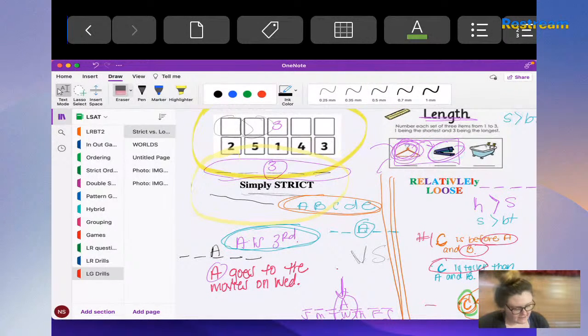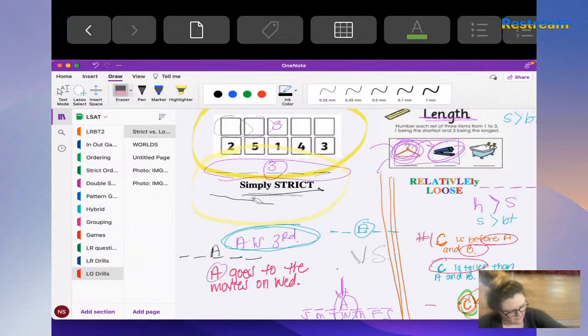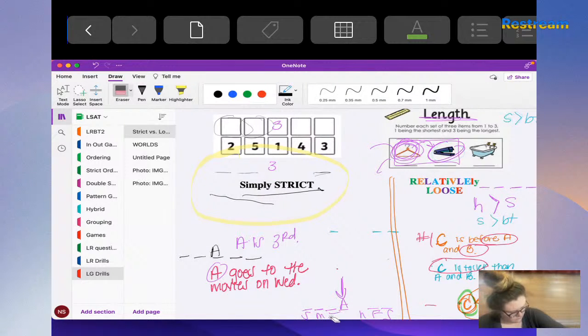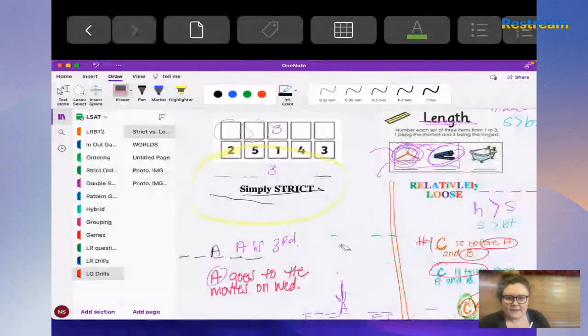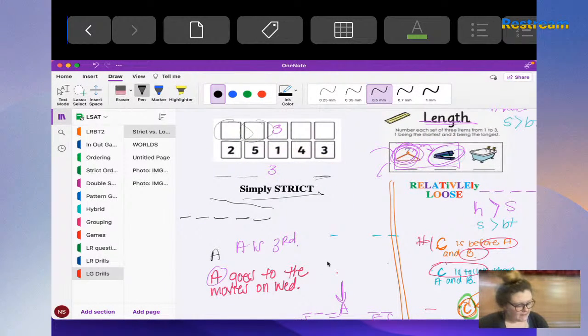Where on the other end, I wonder if it's easier to do this. Or for the second example, sorry, I'm going to erase some of this for y'all. If we have A goes to the movies on Wednesday, that falls into that same category, because they might tell us that it's Monday through Friday, or it might tell us that it's Sunday through Saturday, but in either case, we know that A is specifically going to go into that Wednesday spot.